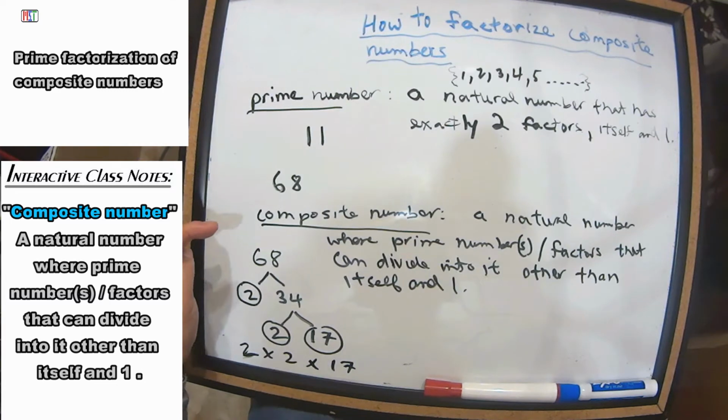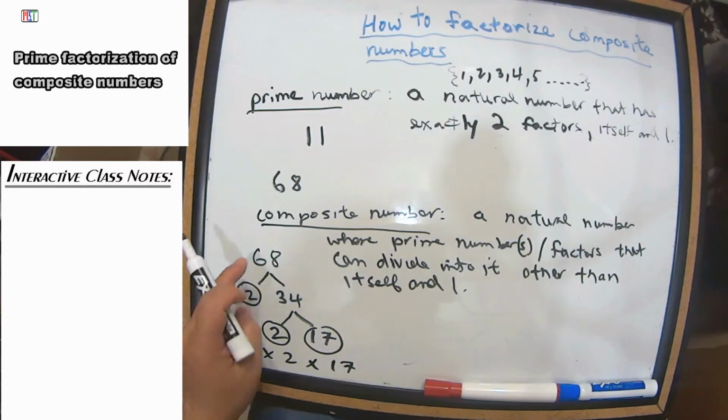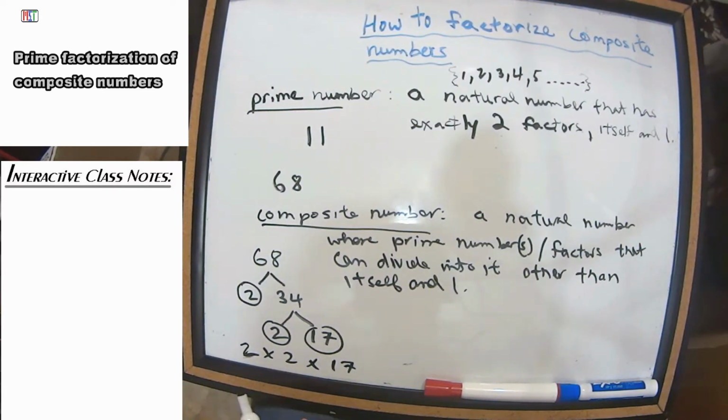Okay, so this is a composite number because 68, other than 68 and 1 itself, if we don't count that, other numbers can also divide into it. Other prime factors can divide into 68, 2 and 17, okay? And 4, you know, 2 times 2 is 4. 4 can go into 68. 34 can go into 68 as well. But if you look at the prime factors, if you break it down, it's 2, 2, and 17. Okay? So there are as many numbers that can go into 68.